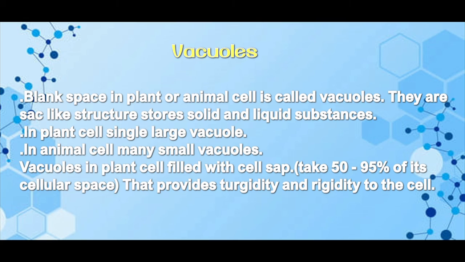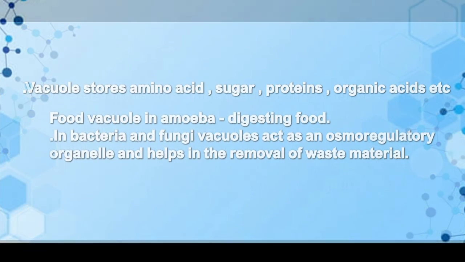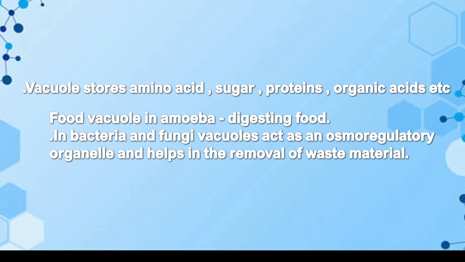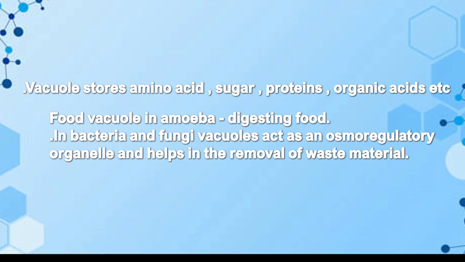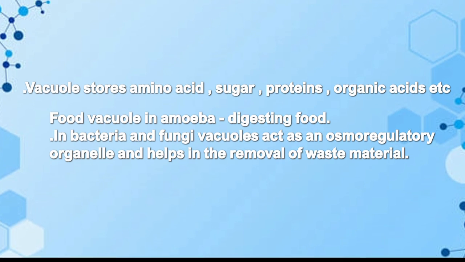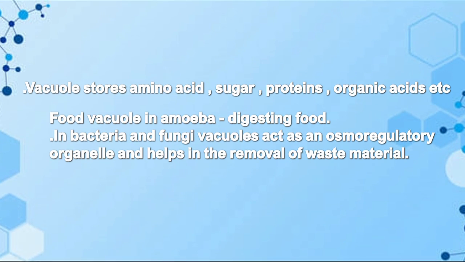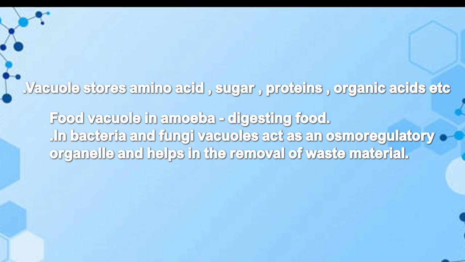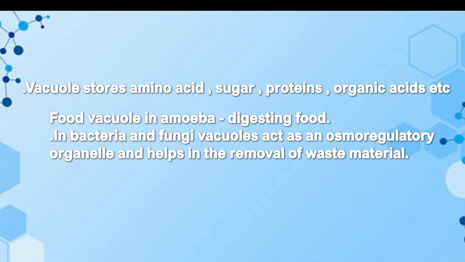Vacuoles in plant cells are filled with cell sap and take 50 to 95% of the cellular space, which provides turgidity and rigidity to the cell. Vacuole stores amino acids, sugar, proteins, organic acids, etc. Food vacuole in amoeba, digestive vacuole in bacteria and fungi. Vacuoles act as osmoregulatory organelles and help in the removal of waste material.